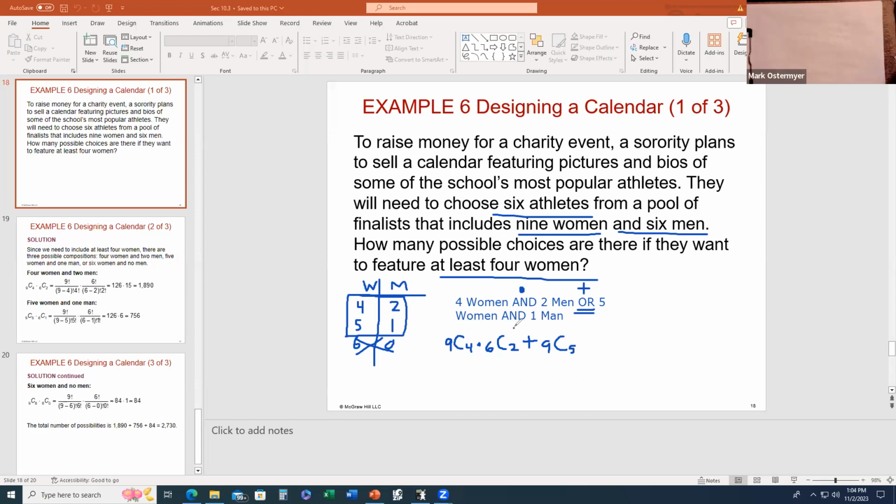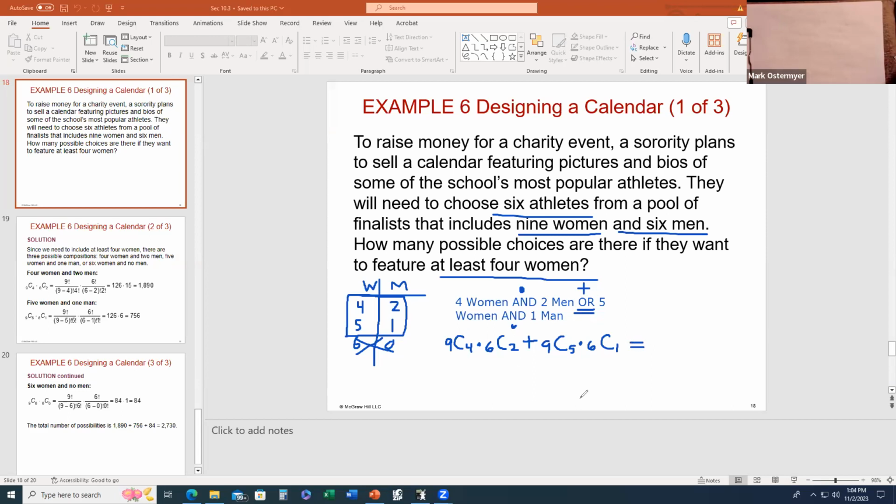And means multiplication. And 1 man. How many ways can I choose 1 man from 6 men? Order does not matter. 6 in combination with 1. There you go. That's going to give us the total number of ways that we can choose 6 athletes if we must have at least 4 women chosen. This will give us the total number of ways.